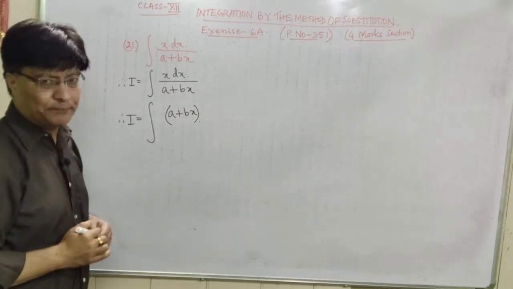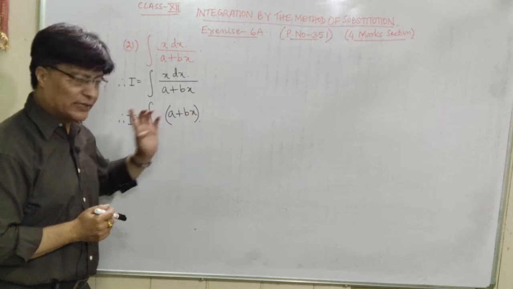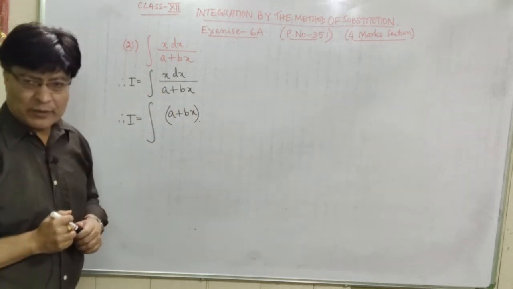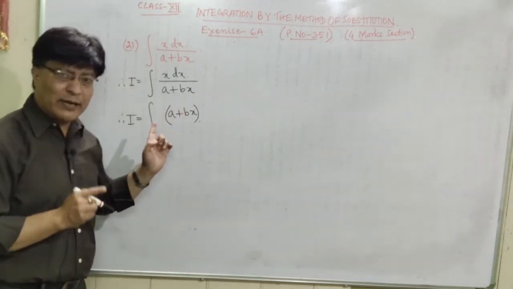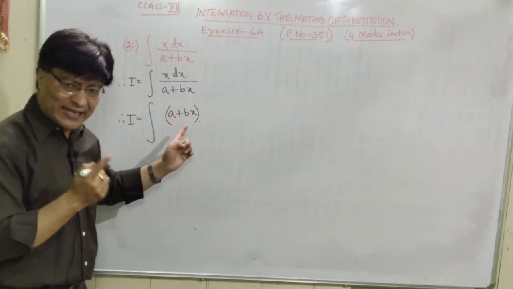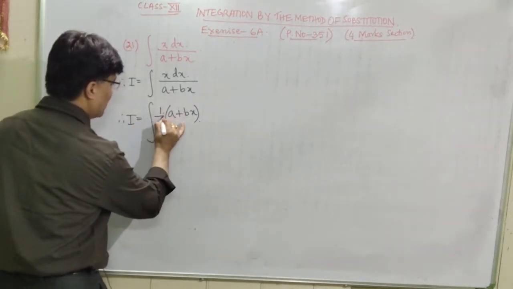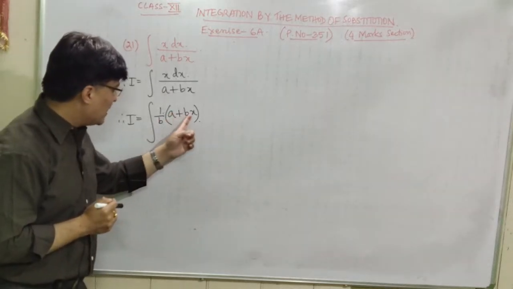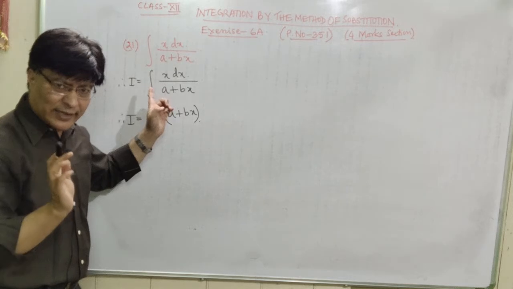So therefore let us write a plus bx in the numerator and keep it within brackets. But there is only x, while here we have bx. So how can you make this bx as x only? You have to divide it by b, isn't it? If bx is multiplied by 1 by b, the b's will cancel and you will get x only. So you have to divide this a plus bx by b. Is that clear?